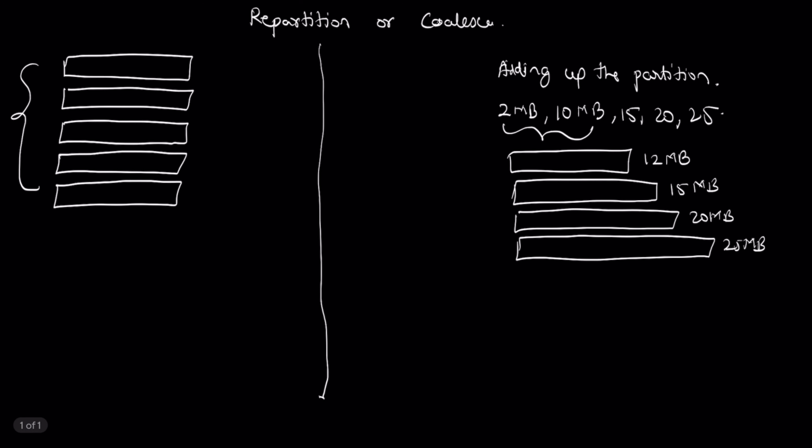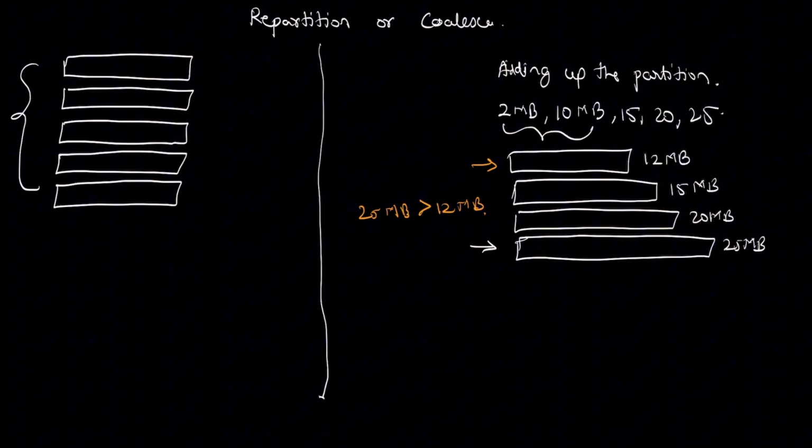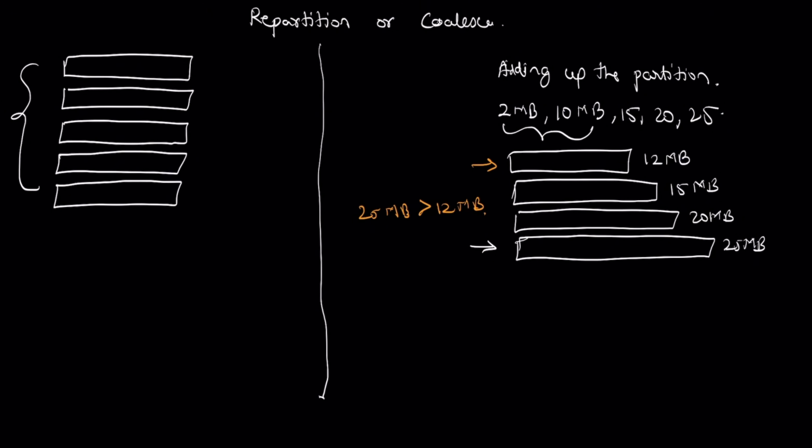With that being said, if repartition solves the problem of the hotspot totally, why do we need coalesce? Because in coalesce, in some sense, we still have the issue of the hotspot, because one partition size is greater than the other partition size, as 25 MB is greater than 12 MB. So why do we still need coalesce? That's where the advantages and disadvantages of repartition and coalesce come into the picture.